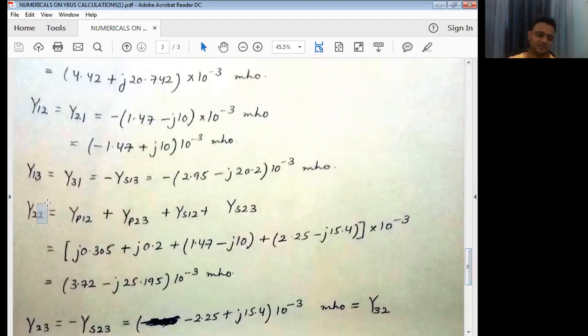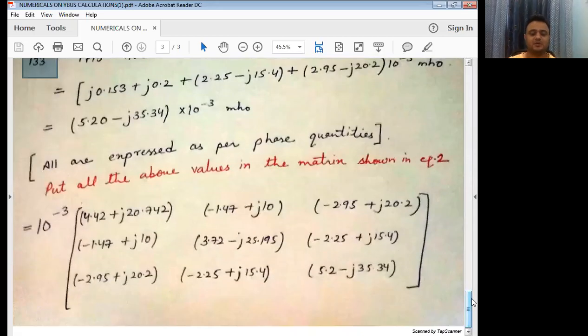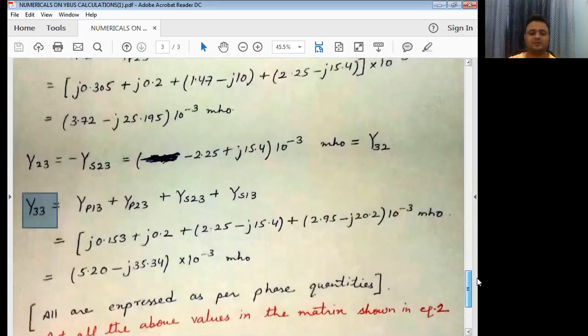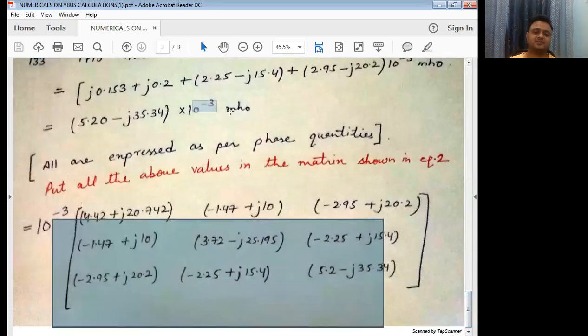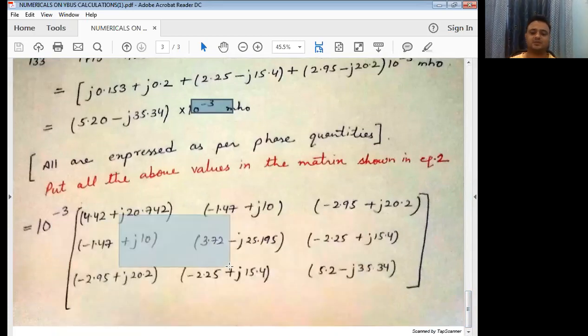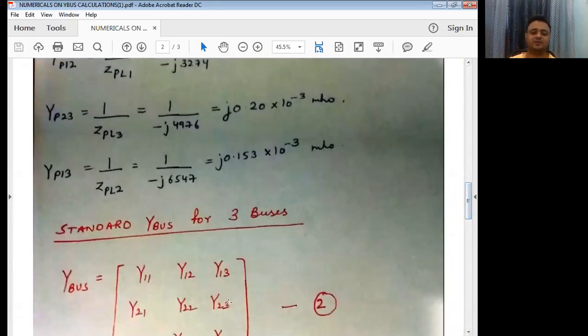So this is the self admittance. You have to again add series and shunt. So this is again a driving admittance. You have to calculate the negative of the series admittance, and this is again the self admittance. You have to calculate all these series and shunt admittances. While solving all these values, you just substitute in this format, taking 10 by 3 as common outside the matrix, substituting all the values, we get our Y bus in this format.